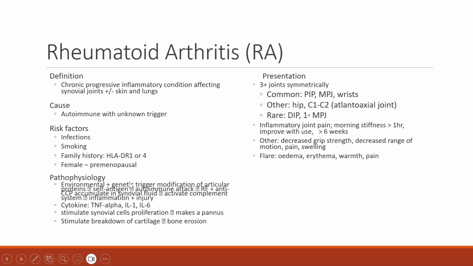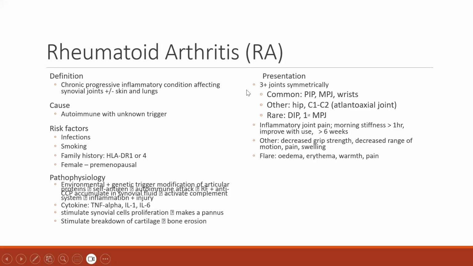Pathophysiology: some trigger modifies the articular proteins, and then self-antigens get attacked by the autoimmune response. We get rheumatoid factor or anti-CCP accumulation in the synovial fluid, which can activate the complement system, and then we get inflammation and injury. We get stimulation of synovial cells, which makes a pannus, and also breakdown of cartilage.